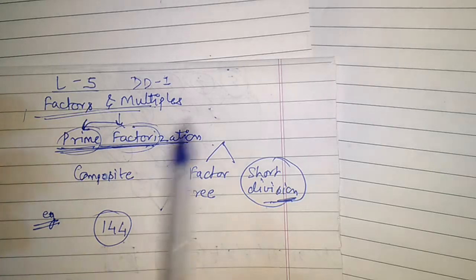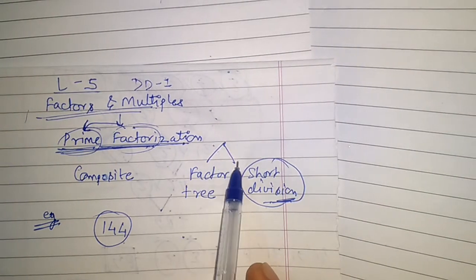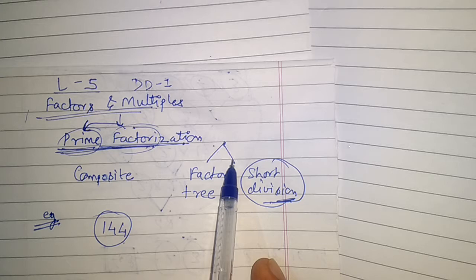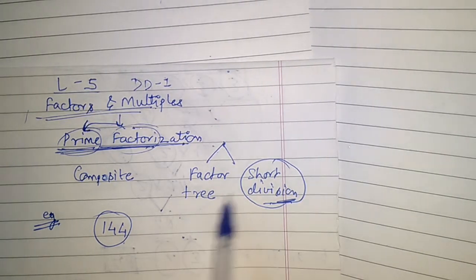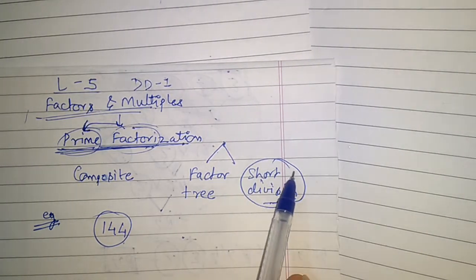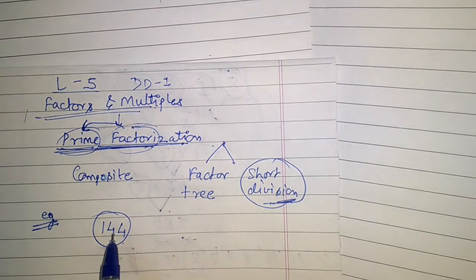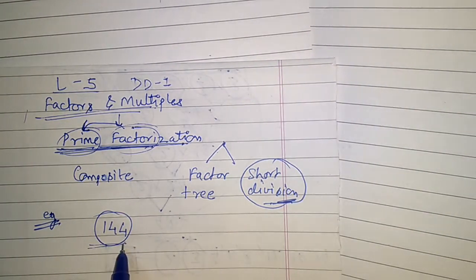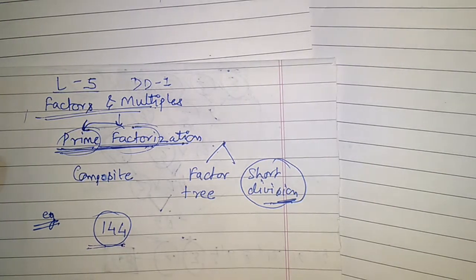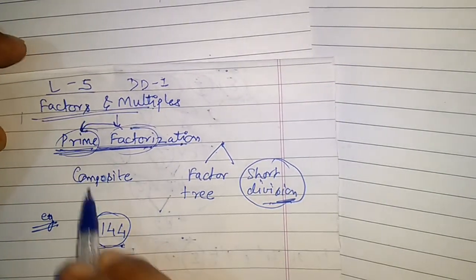Now we can take out prime factors by two methods, factor tree and short division. Today we will discuss the short division method. I have taken the number 144, which is also given in your exercise, and we will learn how this factorization is done.